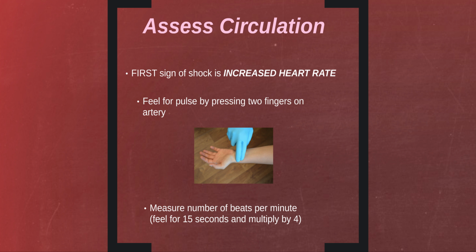For us to assess the circulation, we want to feel for the pulse by pressing 2 fingers on an artery, as shown here. You'll measure the number of beats per minute by feeling the pulse for 15 seconds, counting the number of beats, and multiplying this number by 4, similar to what we did with the breathing rate.